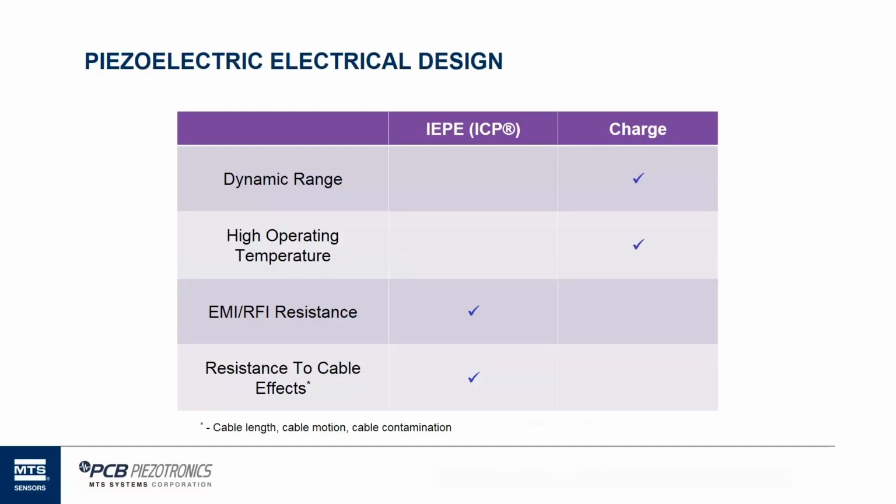That's really possible when you're talking about one of those precision charge amplifiers with variable gain on it. Of course, I mentioned the hot environments, high operating temperature. Those are going to be the charge type accelerometers if you're working there. But ICP gives you the advantage of resistance to electromagnetic interference and radio frequency interference. You're not going to get polarization and charge induced on those cables from those sources when it's low impedance. And it's resistant to cable effects. When I say cable effects, I mean cable length, cable motion, cable contamination. Cables are just a much bigger headache with the high impedance charge mode systems.